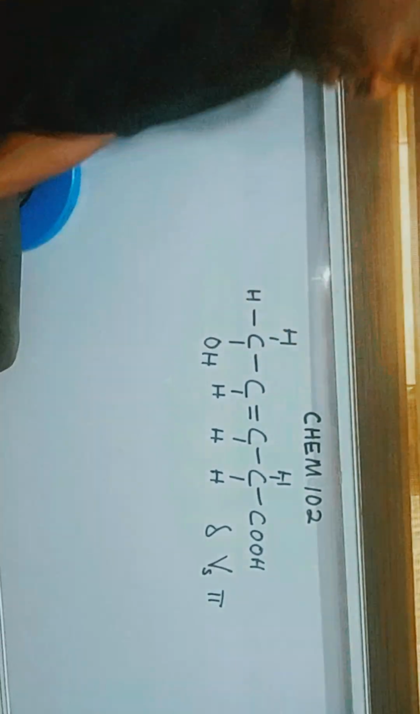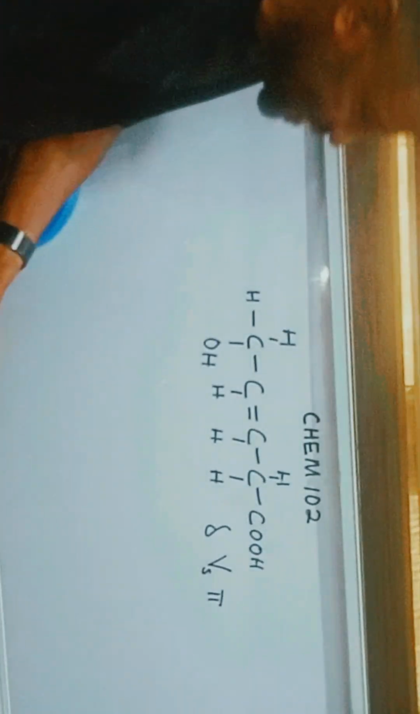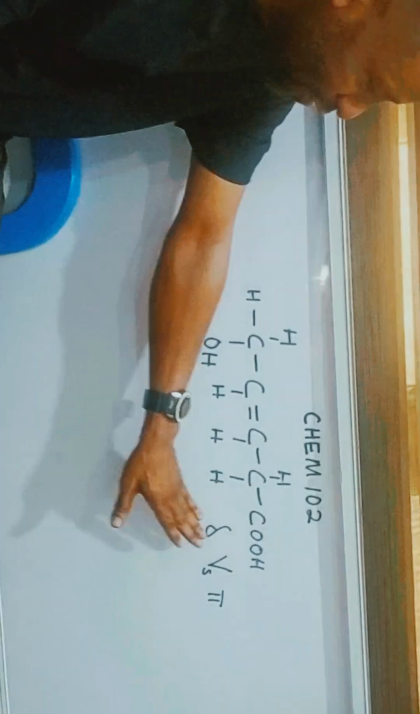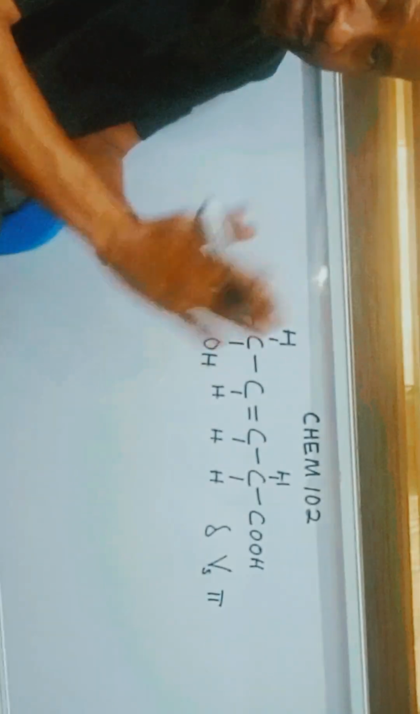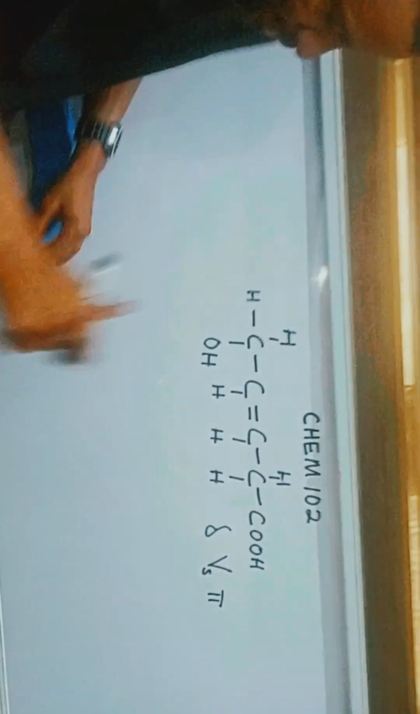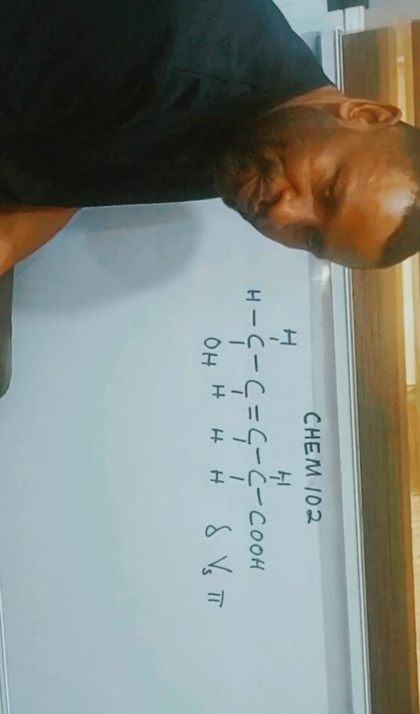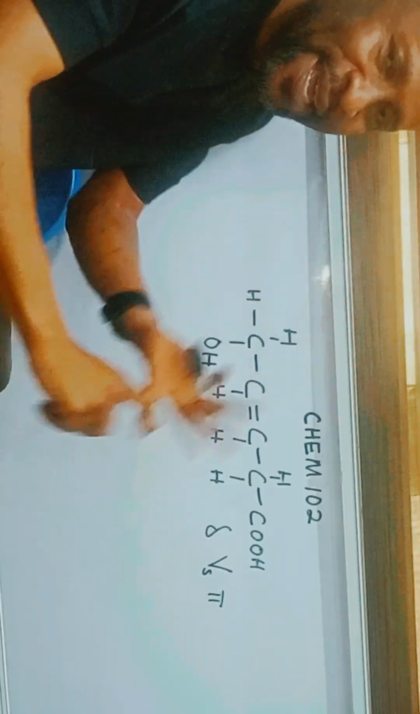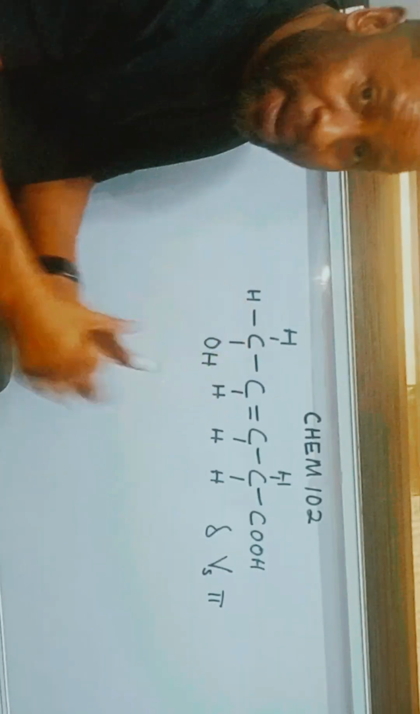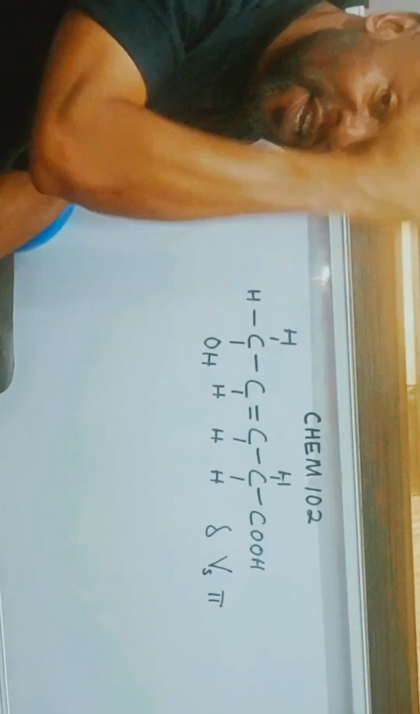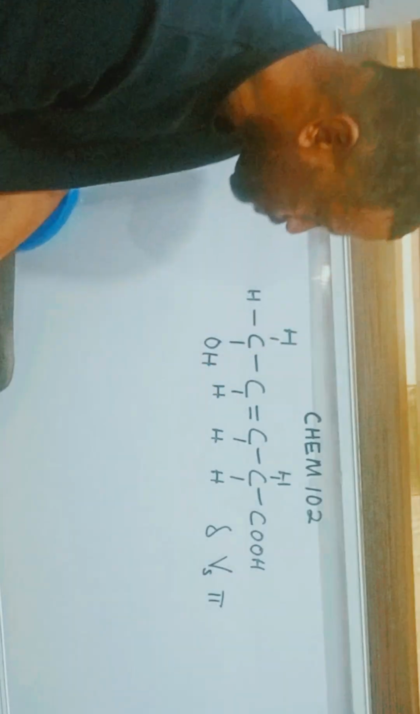The second part of this question we are solving is to identify the number of sigma and pi bonds in this structure. Sigma bond, pi bond. Now listen, I hope you know that anywhere you see a covalent bond, that covalent bond is either a pi bond or a sigma bond. How does a pi bond differ from sigma bond? I'm sure you have known that in our Chem 101.